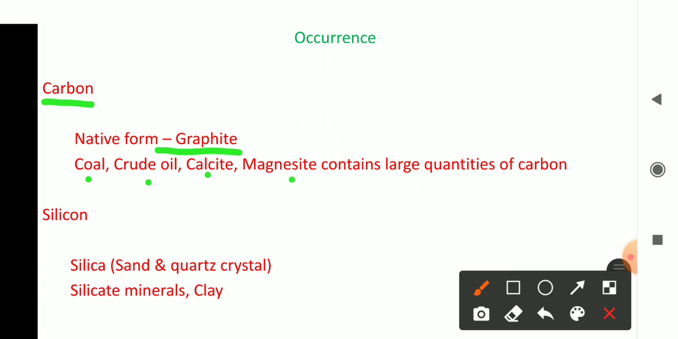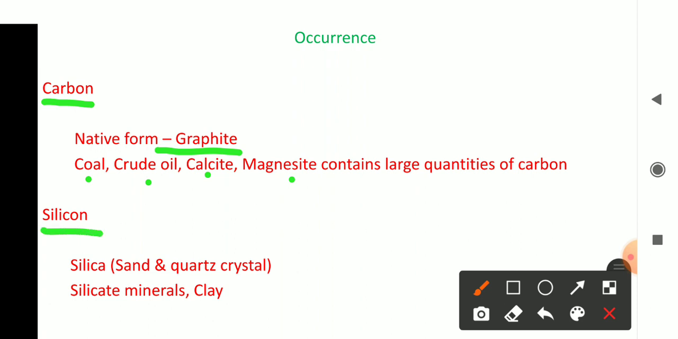And the other two, calcite and magnesite, they are the compounds of carbon. Calcite is CaCO3 and magnesite is MgCO3, calcium carbonate and magnesium carbonate. Those two compounds also possess carbon in a considerable amount. So from all these compounds, we can extract carbon. Okay, so what are the sources of carbon? In its native form, it occurs as graphite, whereas it also exists as coal, crude oil, and from the compounds like calcite and magnesite, we can extract carbon. So these are the sources of carbon.